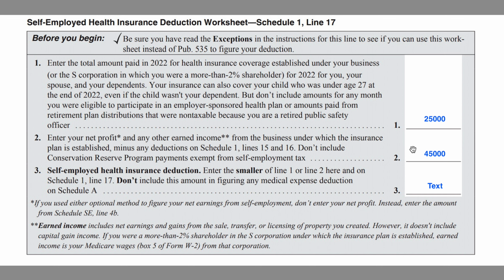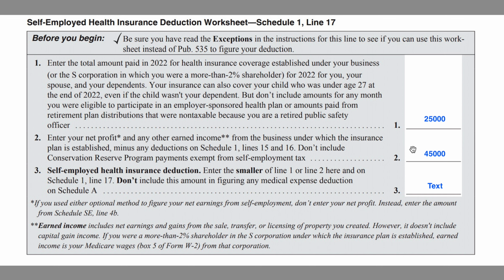So in line 1, you're looking at the total paid for health insurance coverage under your business or your S corporation for you, your spouse, and your dependents, or even your child who is under the age of 27 at the end of the tax year, even if they were no longer your dependent. However, you can't include any amounts for any month where you were able to participate in an employer-sponsored plan, or if the amounts that were paid from retirement plan distributions were non-taxable because you're a retired public safety officer. There are certain tax benefits to that aspect. So you can include any other costs specifically to health insurance coverage.